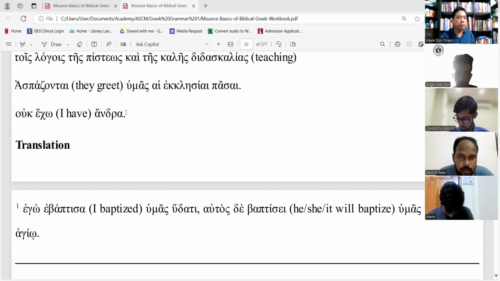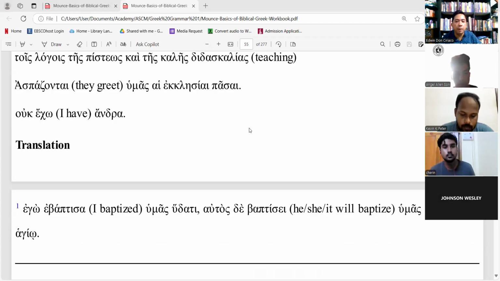And then aspazontai, sorry, I'm the one doing it, no? Aspazontai humas hai ekklesiai pasai. They greet you, remember humas? Second person, okay? Second person, plural. You, they greet you. Or look at hai ekklesiai pasai. This refers to the nominative clause. So this is the one doing the greeting, okay? So how do we translate?